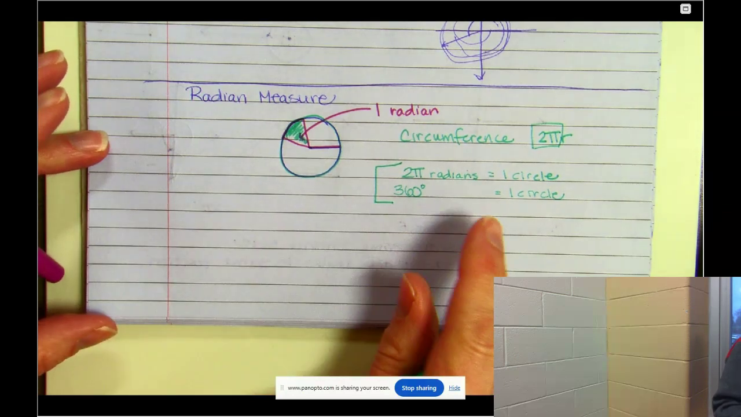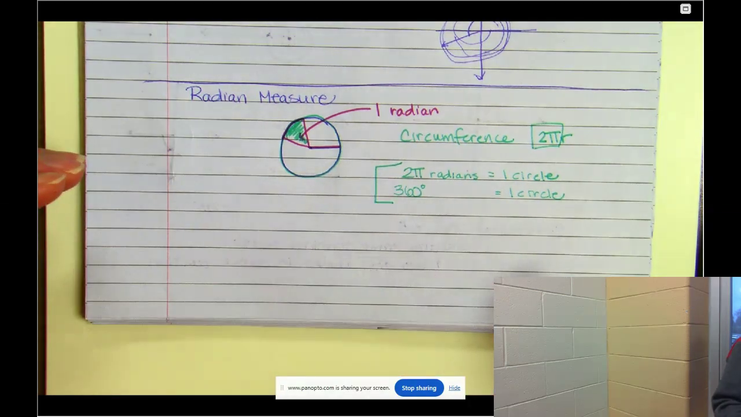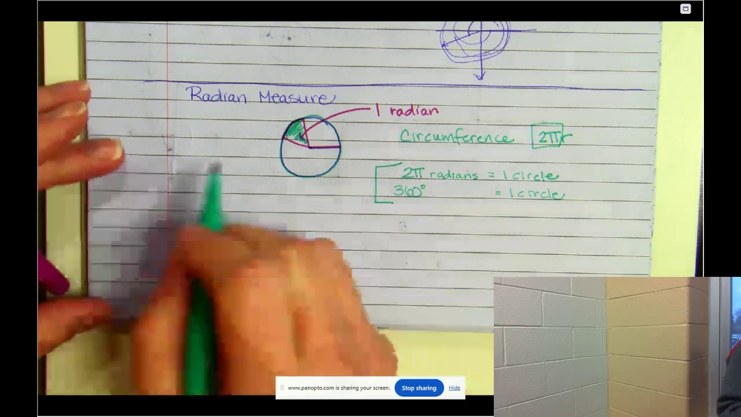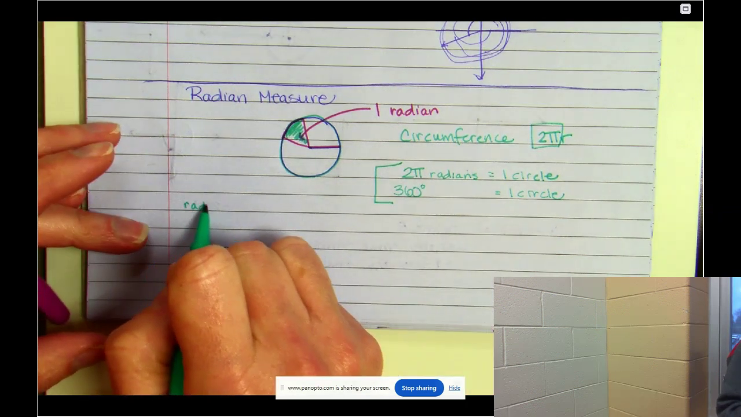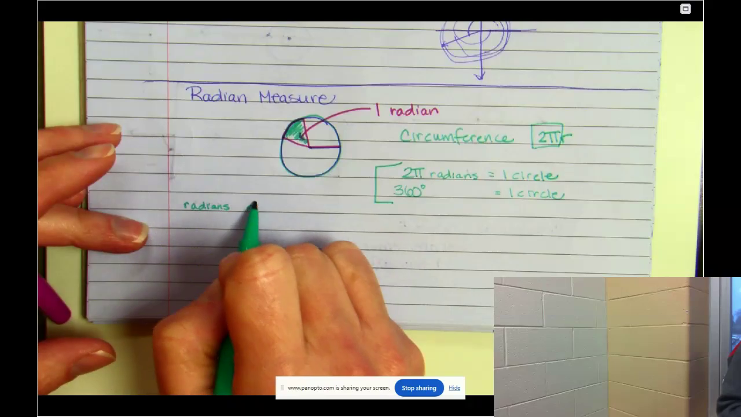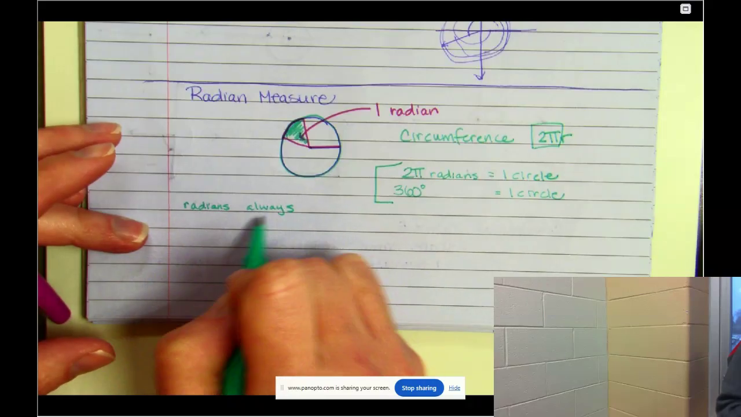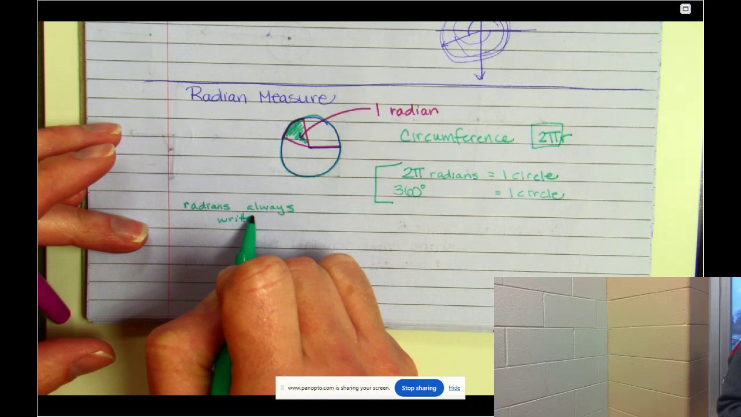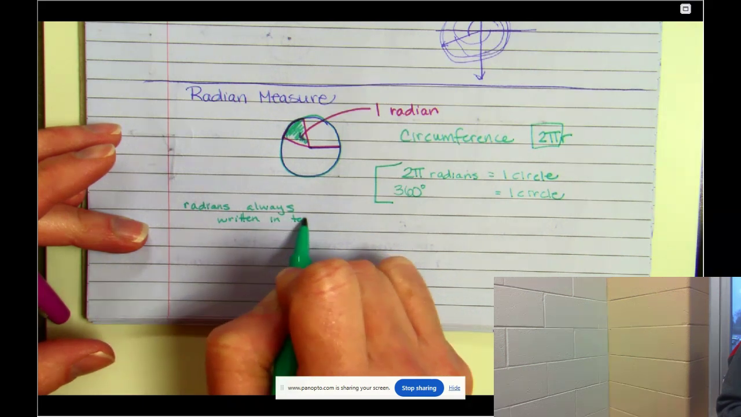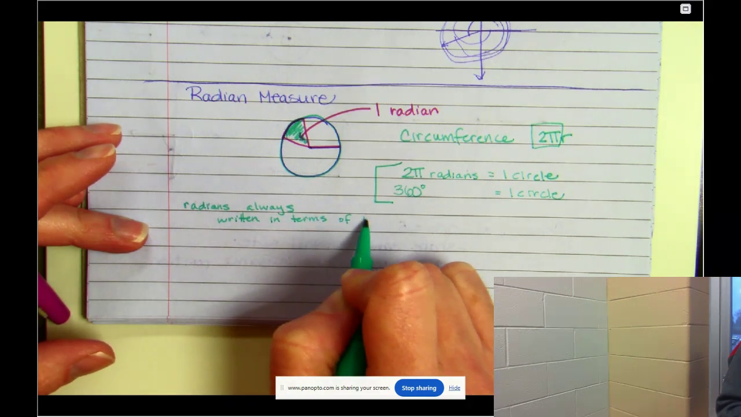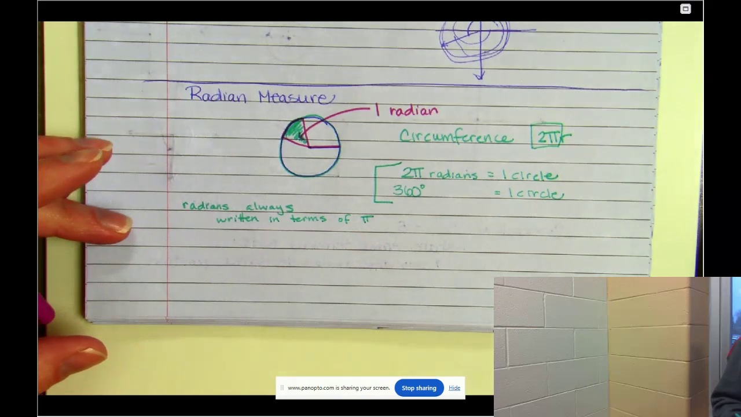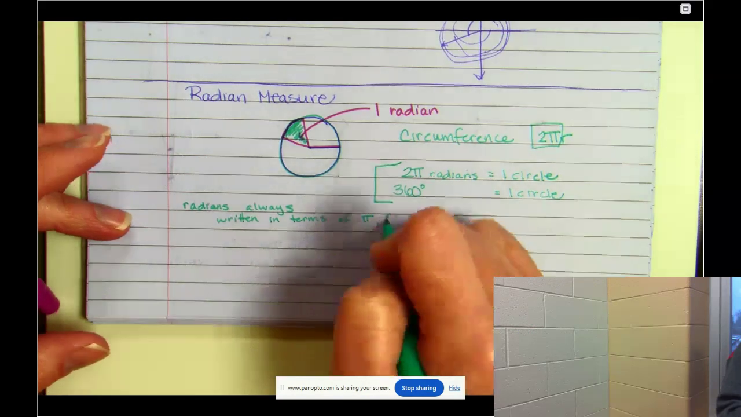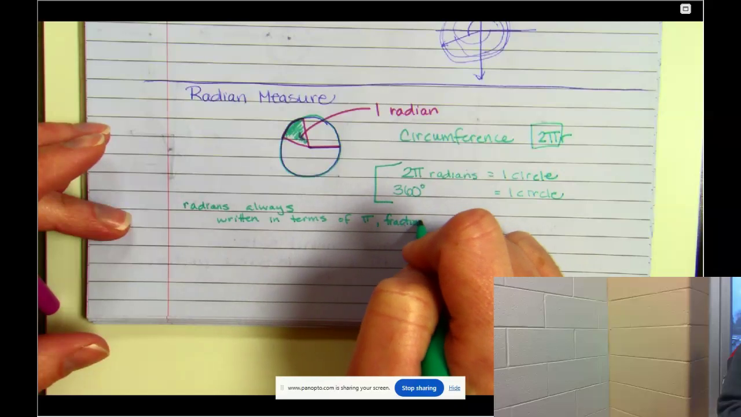The thing about radians is that we never write them as decimals. Okay, radians, number 1, are always written in terms of pi. And they're always fractions, no decimals.